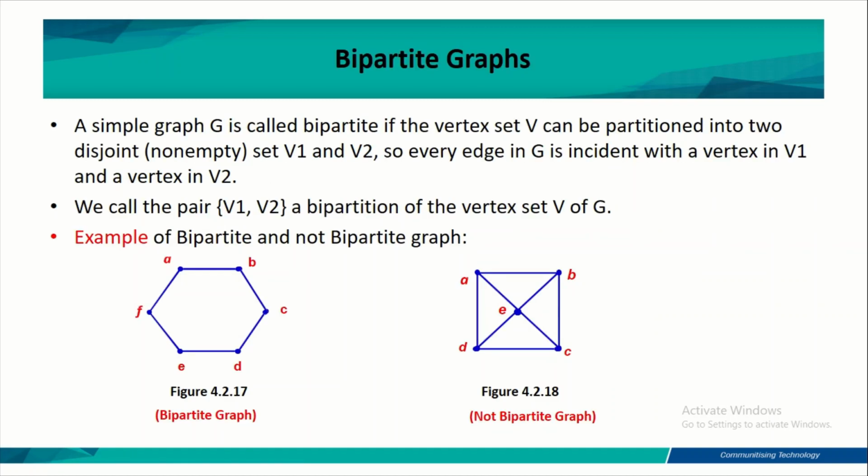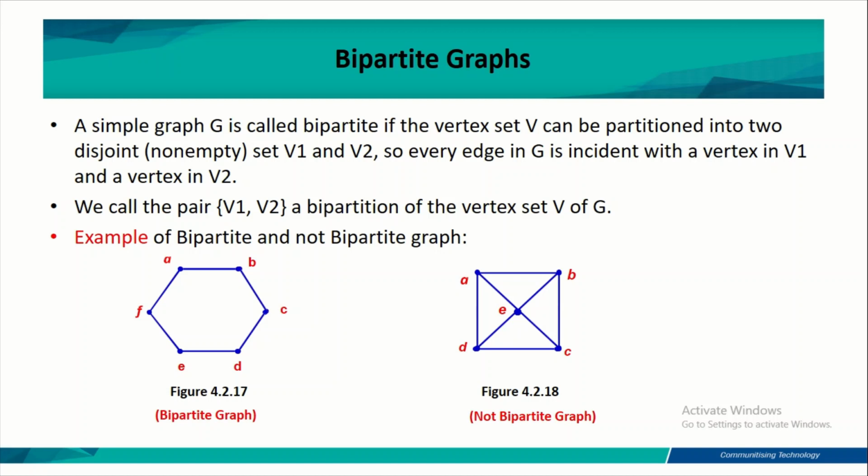Let's see the bipartite graph. A simple graph G is called bipartite if the vertex set V can be partitioned into two disjoint non-empty sets V1 and V2. So every edge in G is incident with a vertex in V1 and a vertex in V2. We call the pair V1, V2 a bipartition of the vertex set V of G. Figure 4.2.17 and figure 4.2.18 are examples of a bipartite and a not bipartite graph.